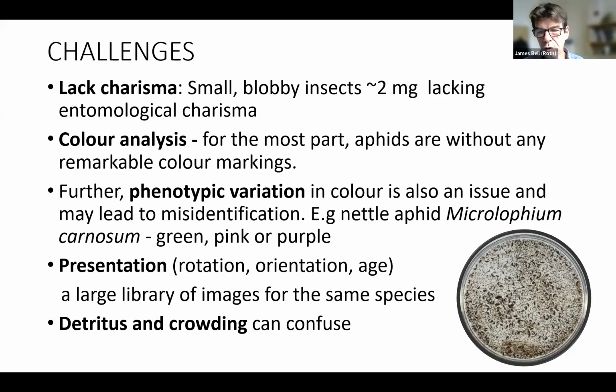So the challenges are that if you want to do anything small and blobby and just look down at that Petri dish, computer models will have a nightmare trying to decide what that is. They lack charisma, they lack color. There is lots of phenotypic variation. Just like with other insects, they have a sort of Jekyll and Hyde color variation. They can be green, pink, or purple within the same species. They can have wax, not wax within the same species. But also their presentation and orientation in the Petri dish is not necessarily the same. Therefore, models have to learn their new orientation or presentation to get an accurate ID. Importantly, the detritus and the crowding of those aphids in the Petri dish really matters.